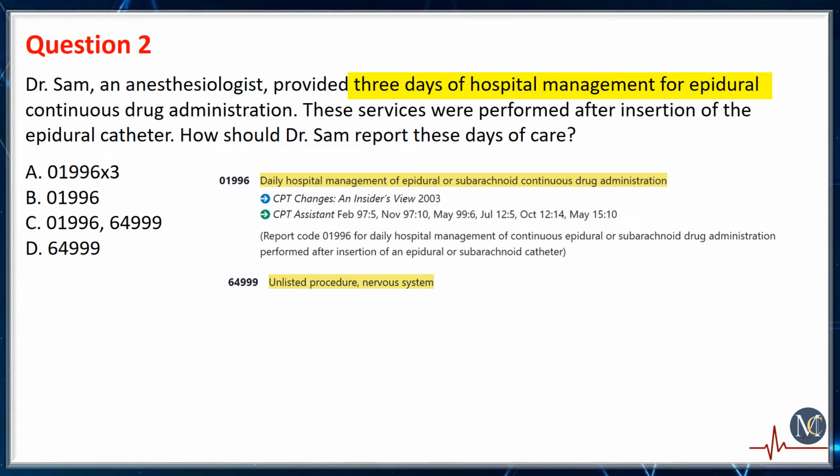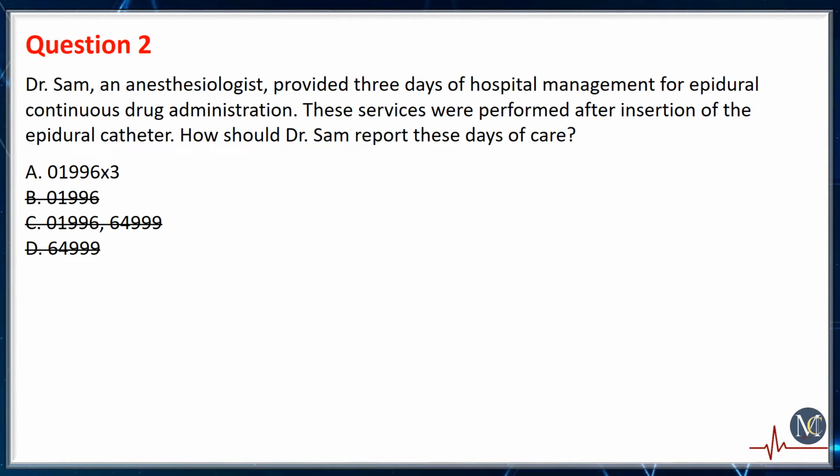Therefore, we would use this service code 3 times, as indicated in option A. So our correct service code is 01996 times 3, which is for the 3 days of hospital management service. So our correct option is option A with service code 01996 times 3.